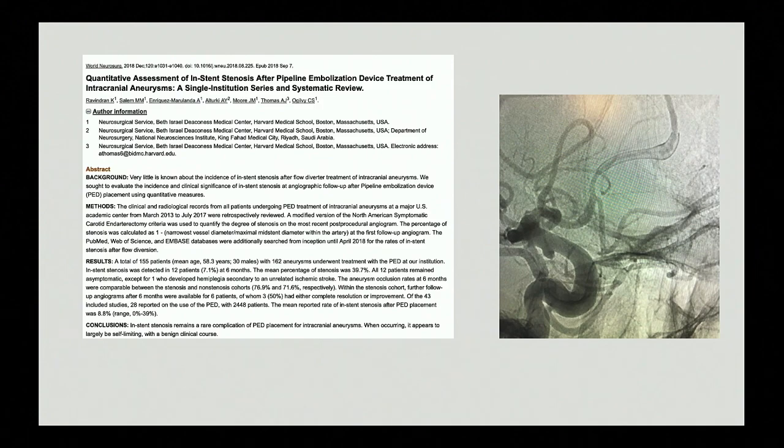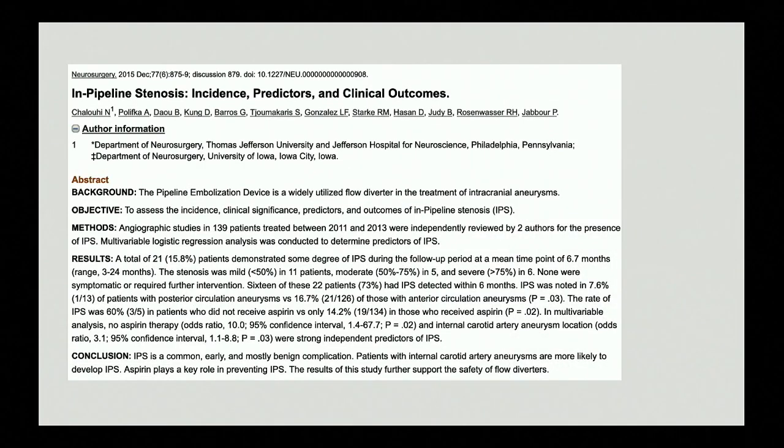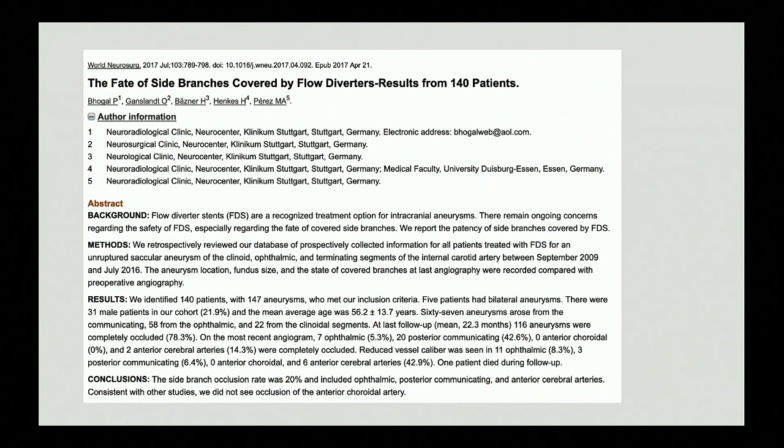So in pipeline stenosis, if you are interested in the subject, you can see the literature. We have a maximal in-stent stenosis at 6 months, and then it decreases. We have a rate of in-stent stenosis, and the fate of side branches. So all this that we discuss, side branches, in-stent stenosis, all this information you can find and you can evaluate with DSA.